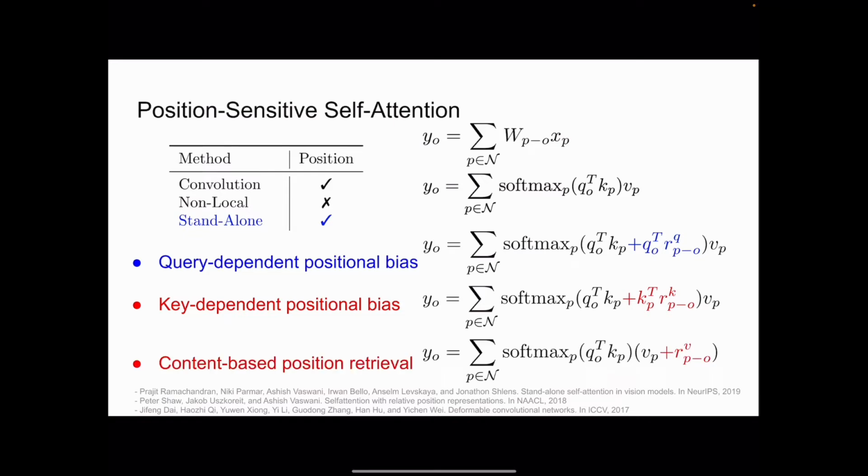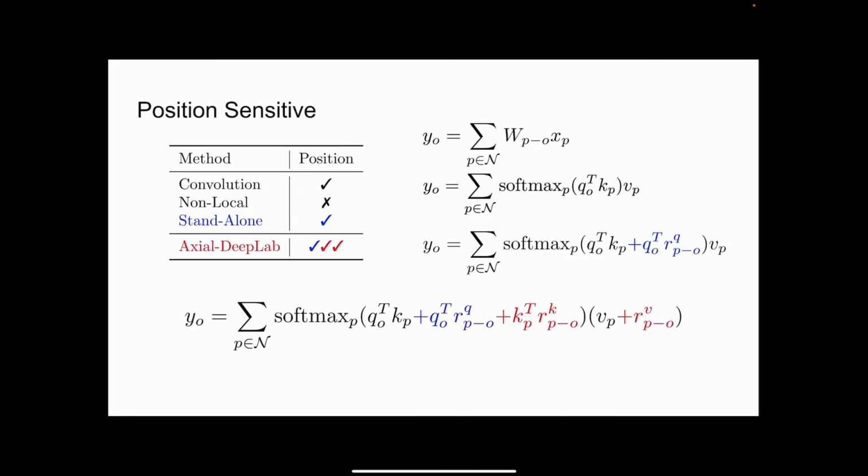Additionally, we enable the output to also retrieve relative positions besides the content. This yields our position-sensitive axial attention layer, a normal building block that one could stack to form axial attention models for image classification and dense prediction.